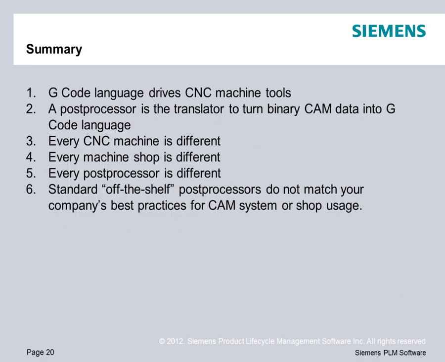So to summarize, the G-code language is what drives the CNC machine tools. And a post-processor is the translator that turns that binary CAM data into the G-code language. Every CNC machine is different. Every machine shop is different. Therefore, every post-processor must be different. And typically speaking, an off-the-shelf post-processor is not going to match your company's best practices for CAM system or shop usage.